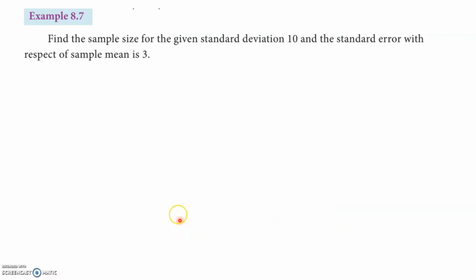Let's do another example. Find the sample size given the standard deviation is 10 and the standard error with respect to its sample mean is 3. So you're given the standard deviation here, and you're also given the standard error, which is 3 with respect to sample mean. So you need to find the sample size. Given our standard deviation sigma is 10 and our standard error with reference to mean is 3.